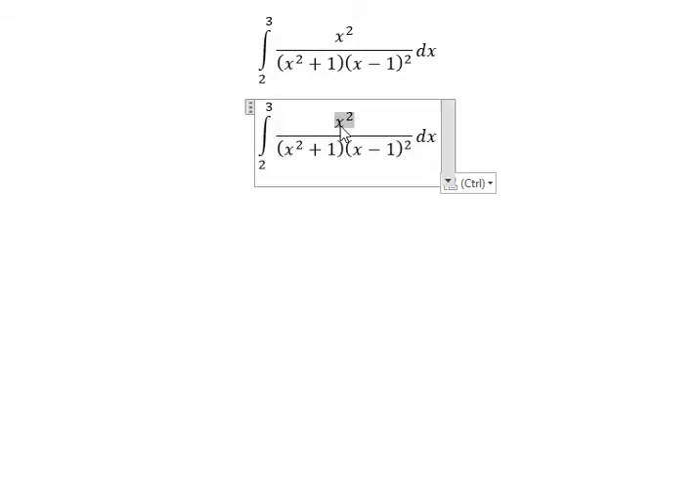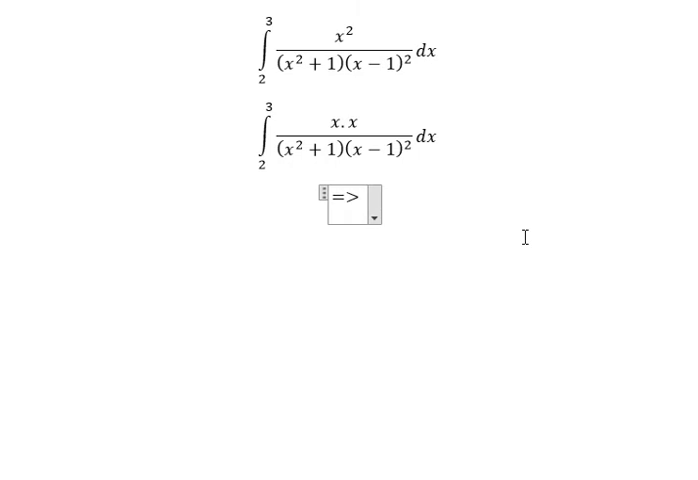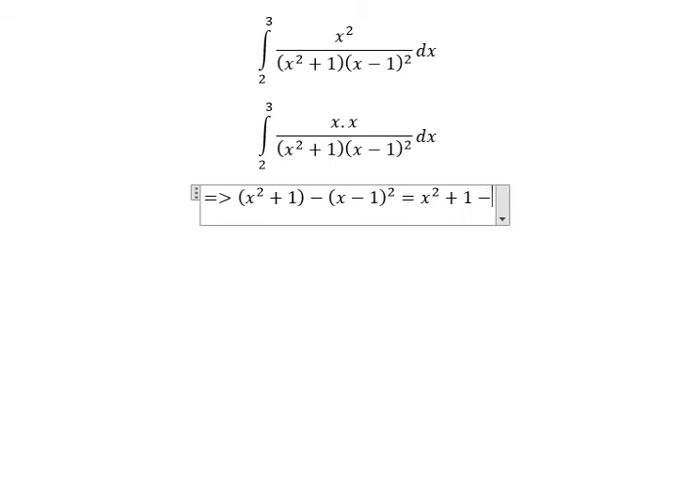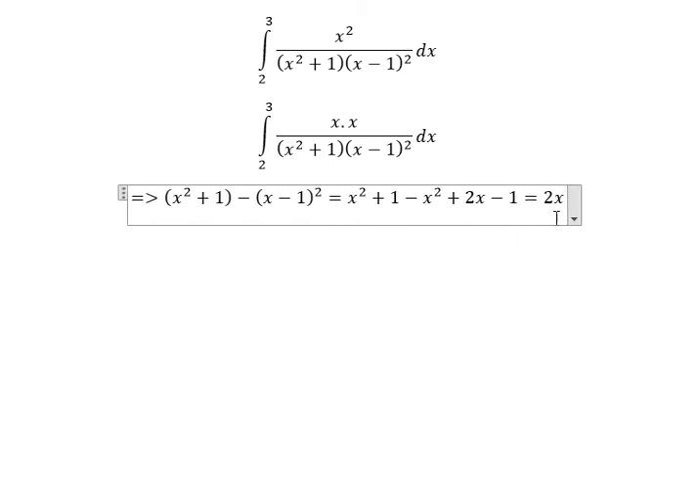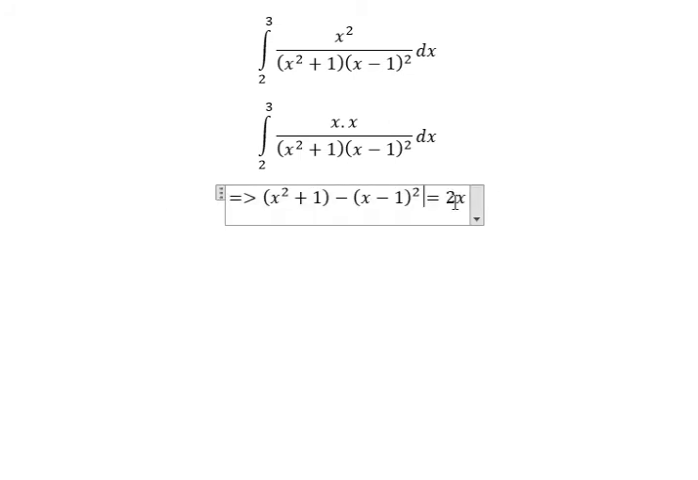First, about x to the power of 2, we separate them into x multiplied with x. We know that x to the power of 2 plus 1 minus (x minus 1) to the power of 2 equals x to the power of 2 plus 1 minus x to the power of 2 plus 2x minus 1. You got about 2x. So after we analyze, we can divide both sides with number 2.